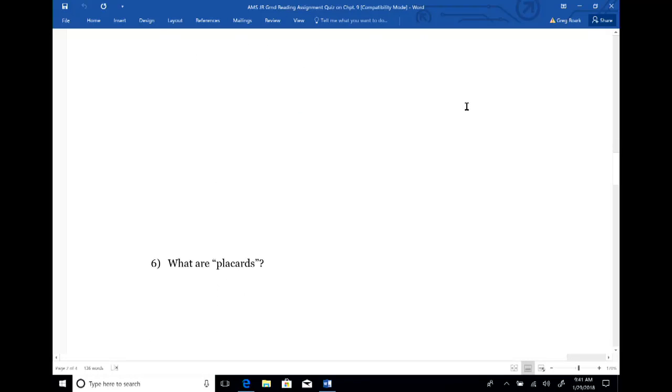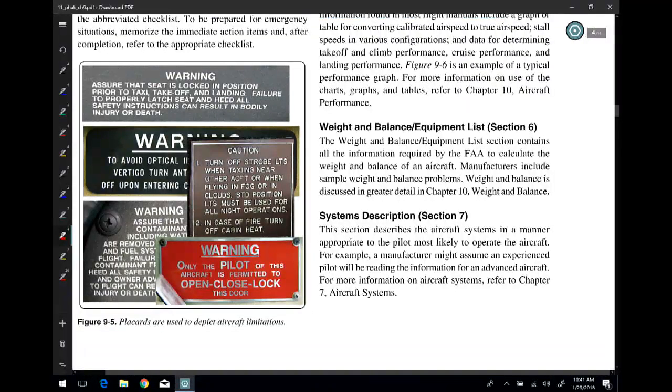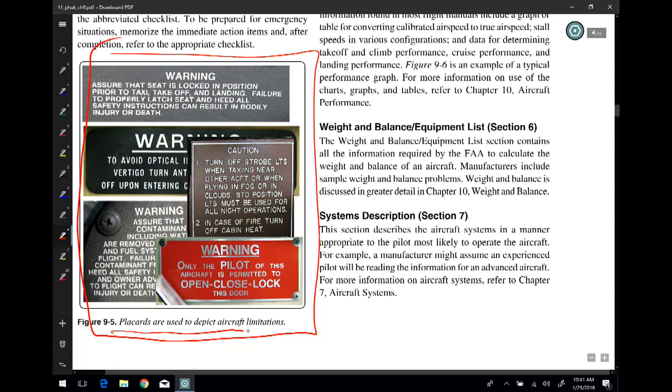Placards. What are placards? Look right there. See this? Here are placards. And right here, what are they used for? To give you limitation information about the aircraft. Useful information, correct? I think so.